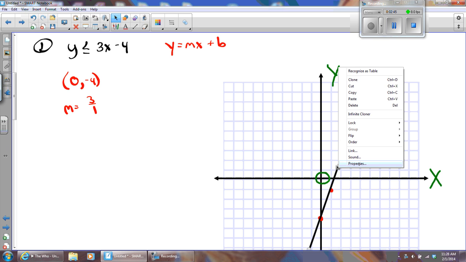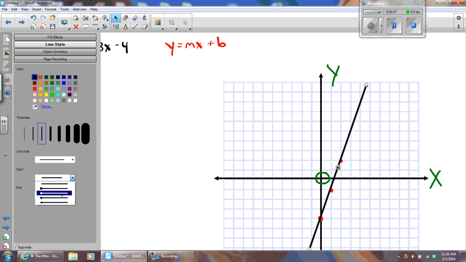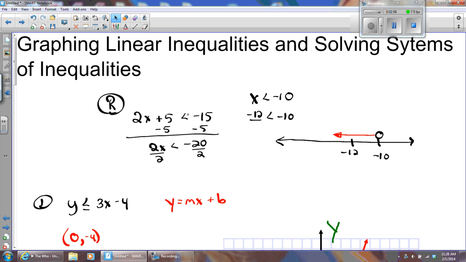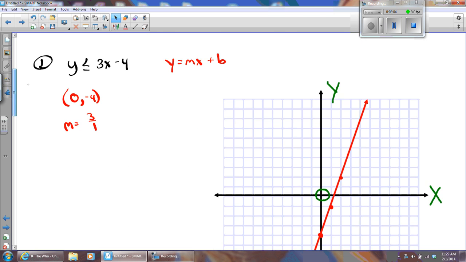Hold on, I'm doing too many things at once here. I'm distracting myself. I'll get right back to you, Maddie. Mr. Lawrence, in the inequality problems, we always look to see if they were equal. If they were equal, we used a closed point. If they weren't equal, we used an open point, right? Well, this one says equal, so my line's going to be solid.